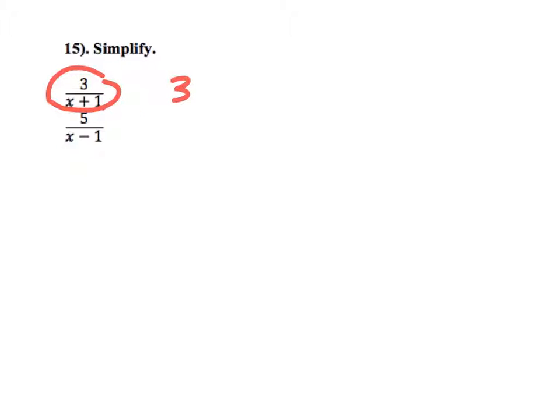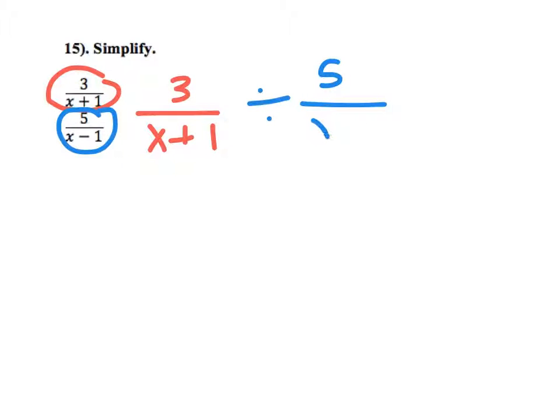We have 3 divided by x plus 1, and we want to divide that by the bottom, which is 5 divided by x minus 1. So we're just going to divide it. It looks like everything's already simplified. If you could simplify the stuff, you should do that. But this one looks like it's good to go.